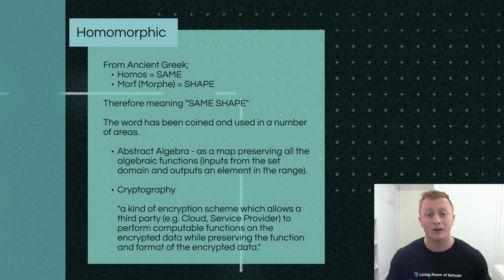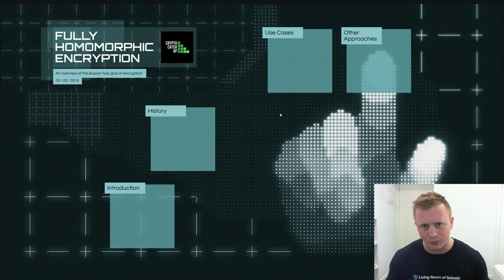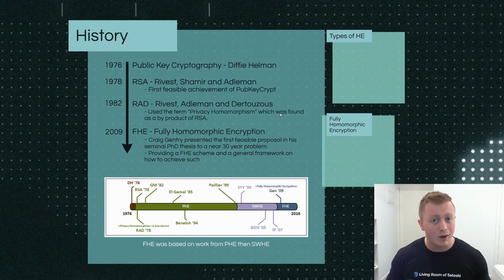You send them encrypted data, they can perform whatever function you like, whether it be sort, search, min, max or otherwise, and they will give you that response back. Now, in theory, it's very simple to understand, but of course, it's actually very complex. So what's the history and where does it come from?